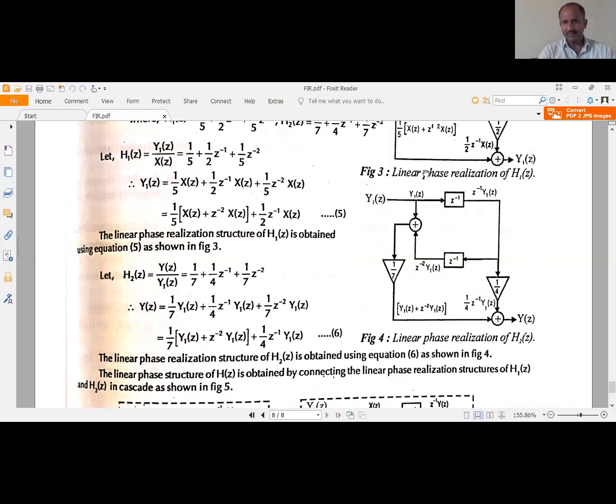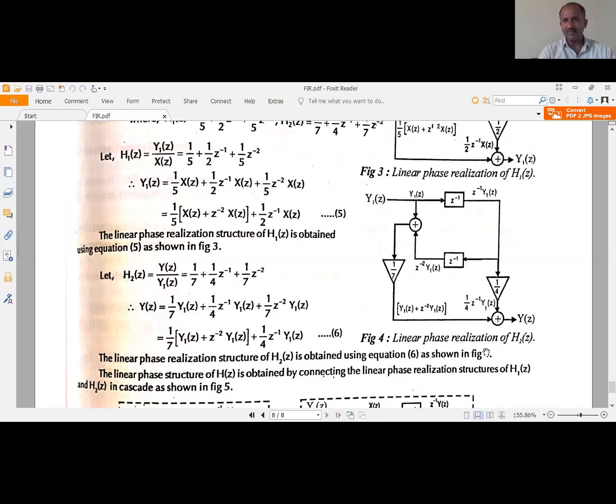So take tapping. The output of this delay element is z power minus 1 into y1 of z and z power minus 2 into y1 of z. And the output for this multiplier is 1/7 into y1 of z plus z power minus 2 into y1 of z. And this will be 1/4 into z power minus 1 into y1 of z. And you have to use one more adder here. You will get the value of y of z.